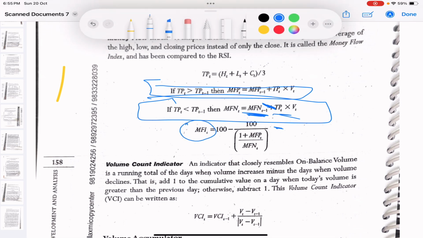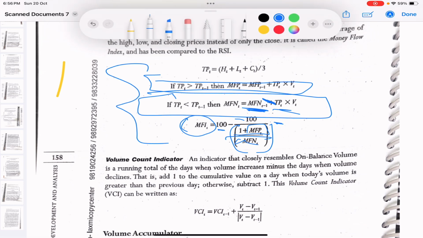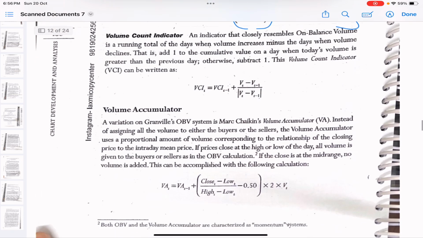Then we have MFI, which is going to be 100 minus 100 upon 1 plus the ratio of yesterday's money flow upon MFM. Don't worry about it. You just need to know what the money flow index is. You don't have to worry about this.